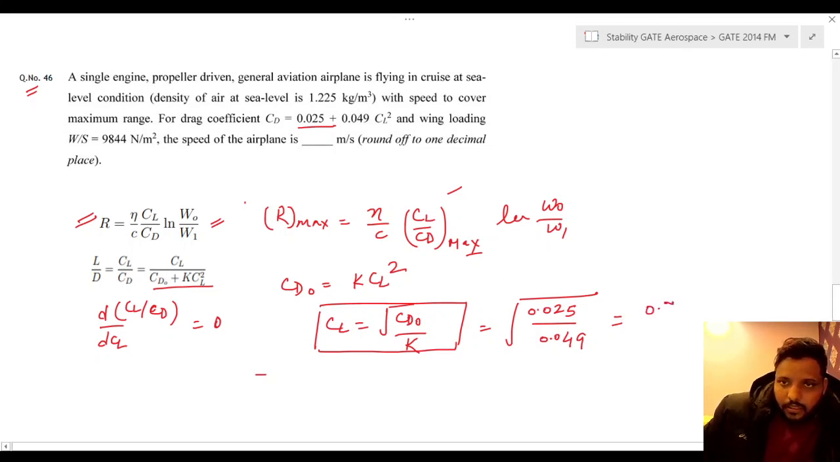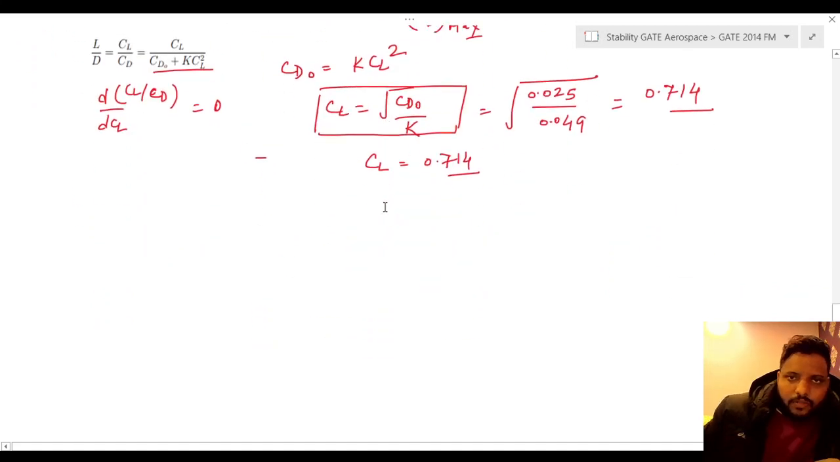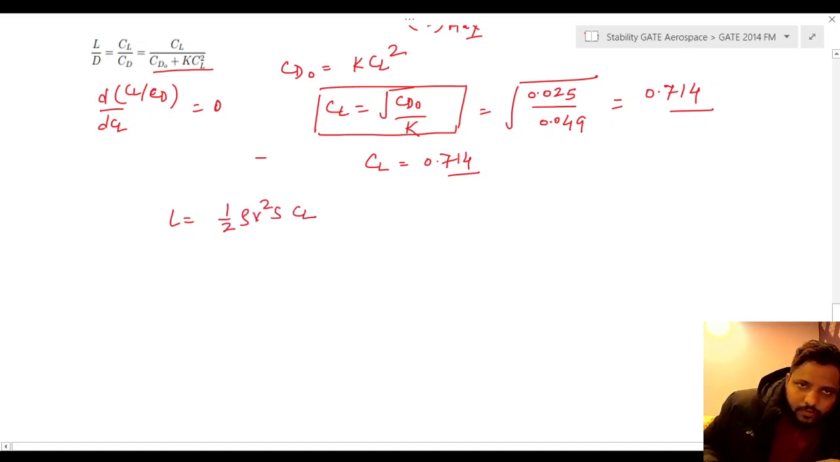So 0.714 is the CL for maximum range. Now I know that lift is equal to half rho V square S into CL. And for cruise condition, in the question it is mentioned that it is a cruise flight. So for cruise condition, lift is equal to weight.